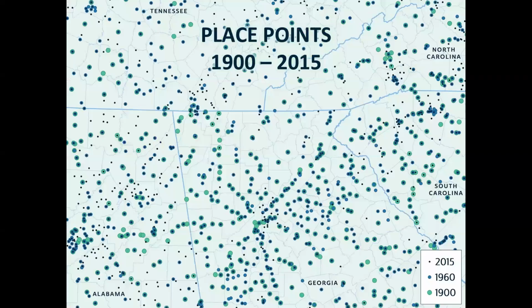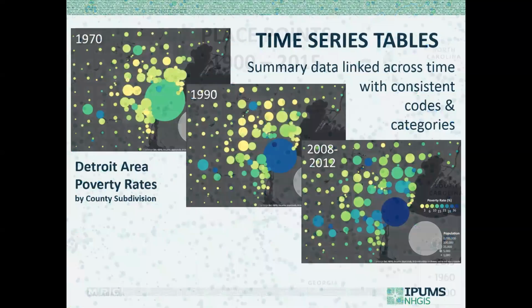America map. A new product that we added recently is place points going back to 1900. We do not yet have table data for these points. We expect to add some in the future, but if you are interested in getting points for cities and towns as they existed in the past, we have data for that.